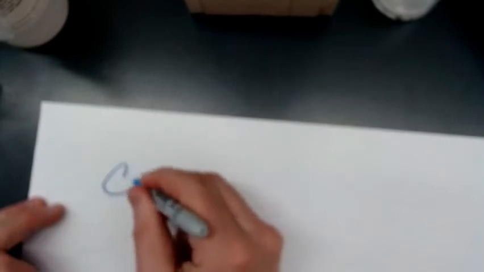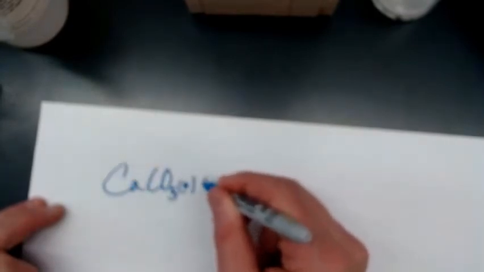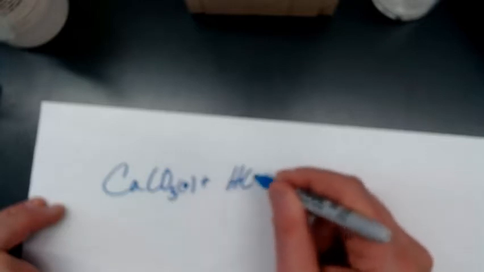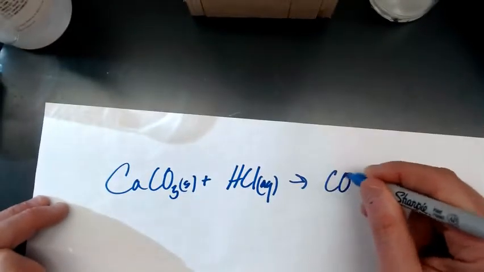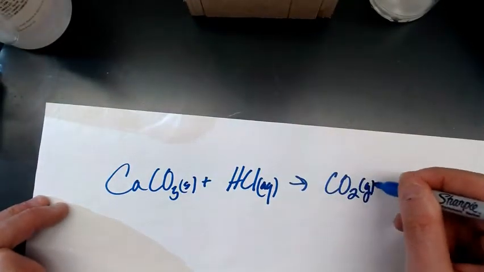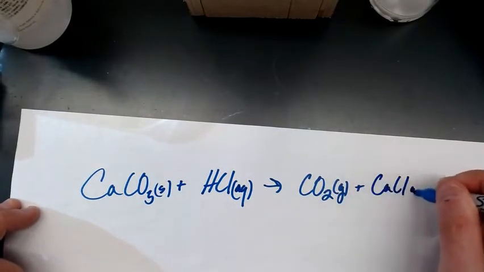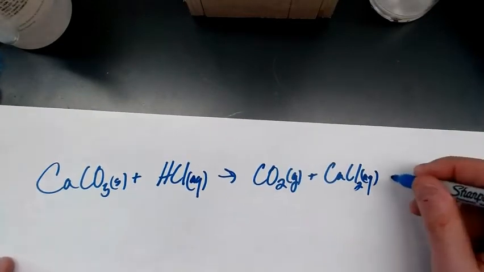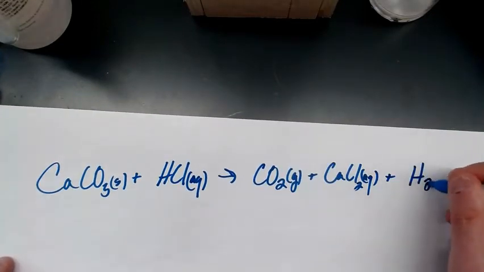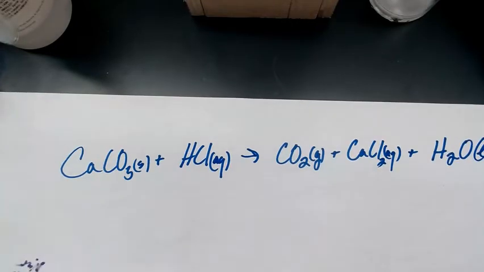So we have calcium carbonate as a solid with some hydrochloric acid, and that's aqueous. And that makes three things. Our carbon dioxide, which is a gas, our aqueous calcium chloride, that's a little 2, and then finally we make some water. Now it's not balanced, so we'd have to balance it. We did this in class, and it's a fairly easy one to balance.